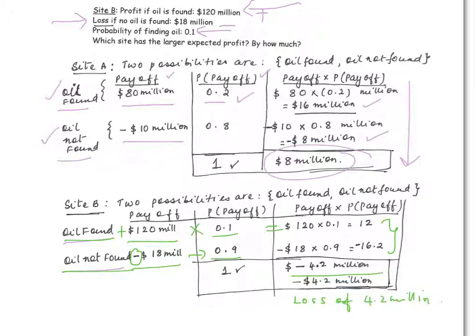So clearly, even though the profits look very attractive in the second site if oil is found, we need to still go with the first site because that is a safer bet.